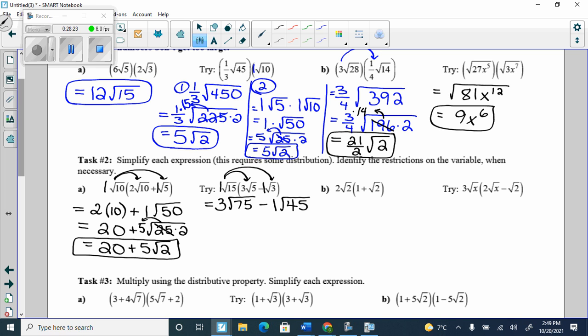So it's coefficient times coefficient, radicand times radicand. And then we reduce them. 75, what does it break down into? 25 and 3. And when the 25 comes out, it's a 5.